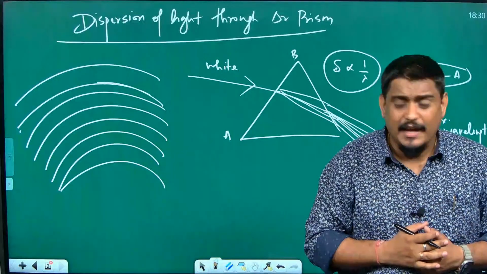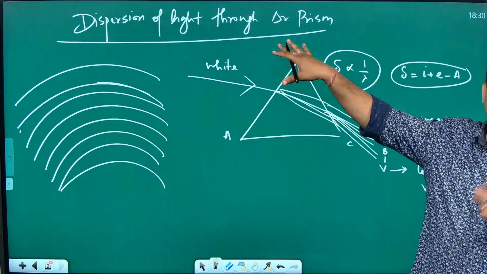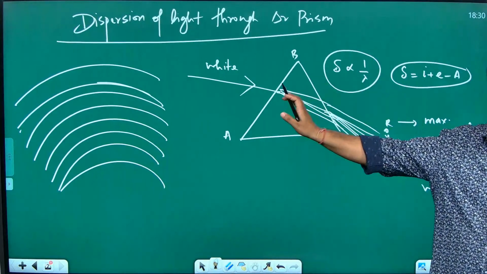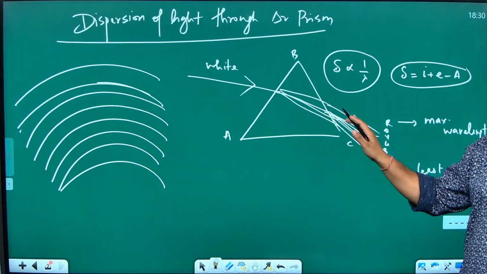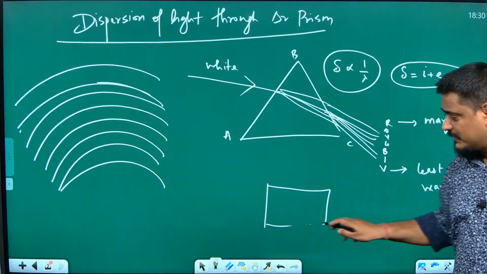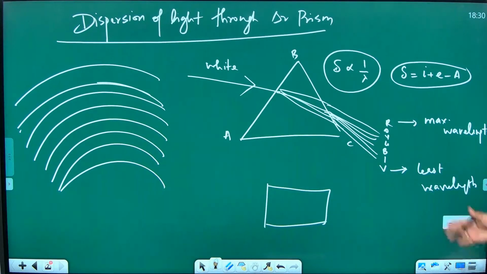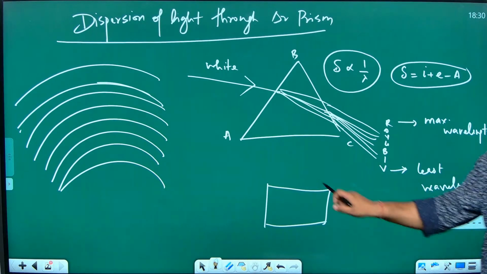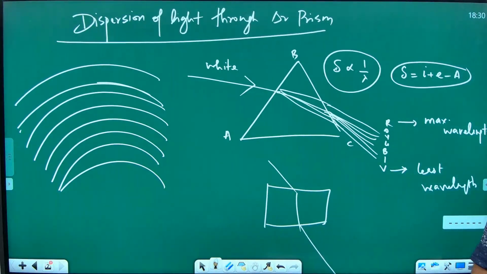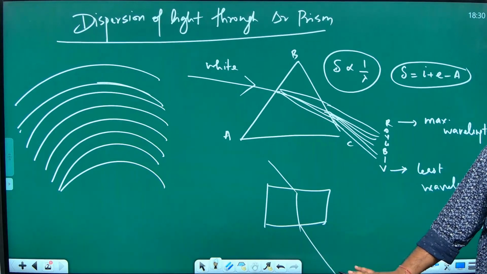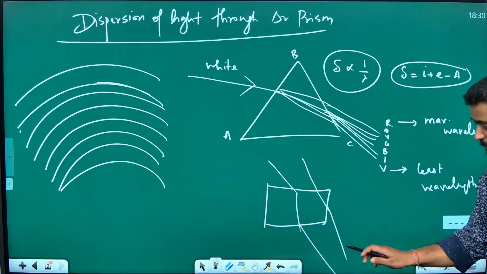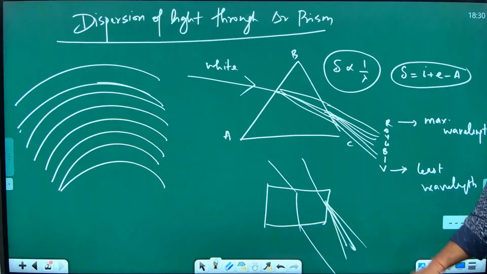So, if you ask me, can only a triangular prism give me this thing? No. Any prism criteria where light is entering from one side, getting refracted and coming out from the adjacent side. For example, this is actually a rectangular prism, a glass cuboid. If light enters from here, refracts, once again emerges, no dispersion will be seen. But if light enters from here, refracts, and once again comes out, here you will see dispersion.